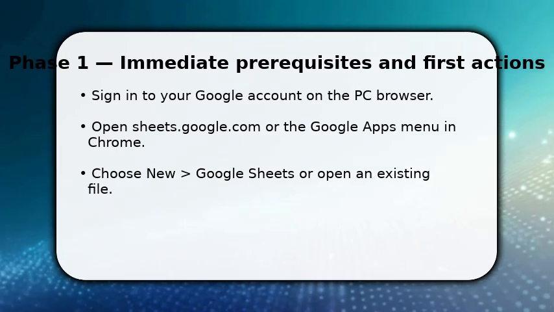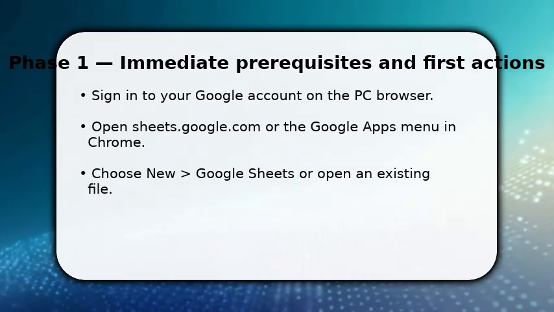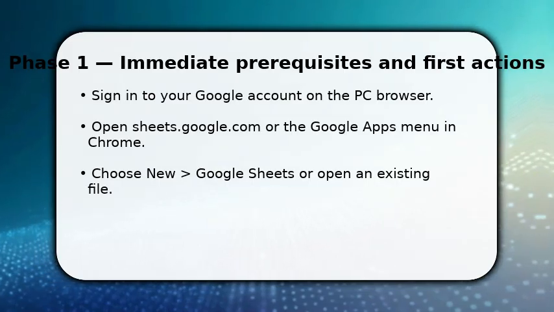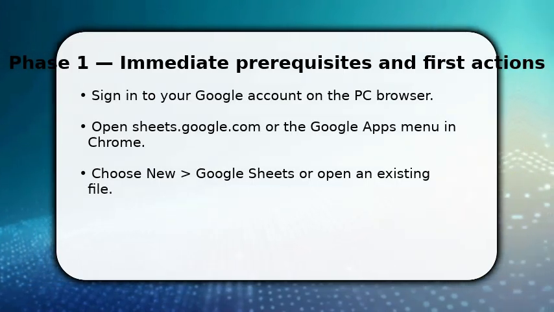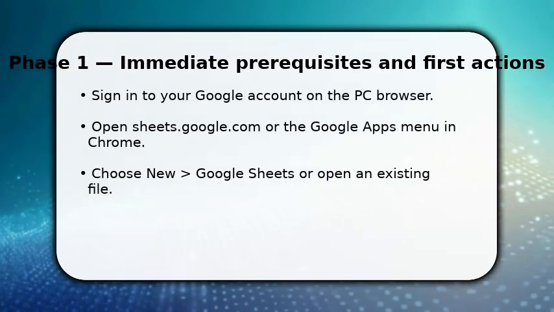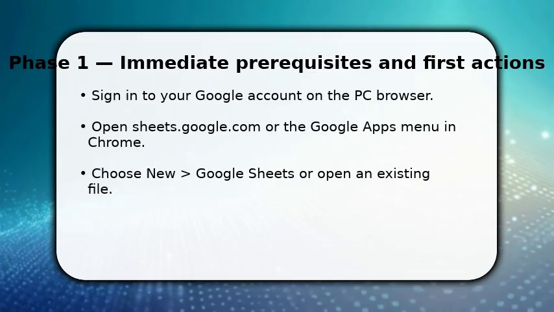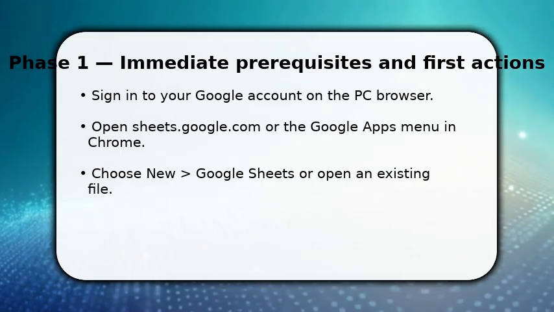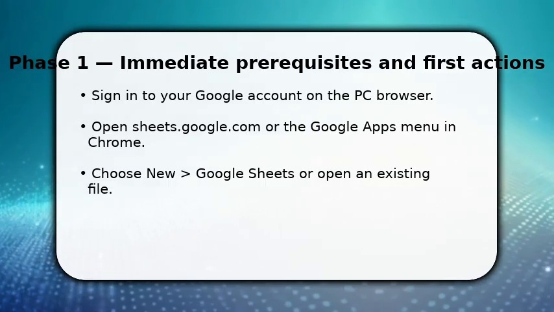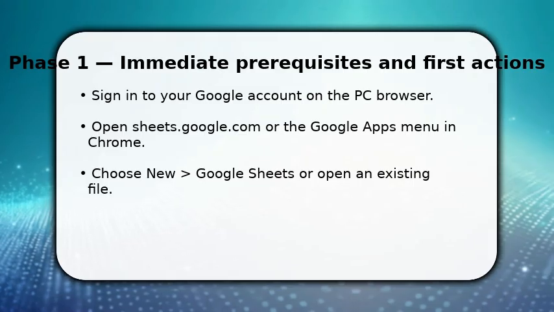Enjoy the video. You start by signing into your Google account. Once signed in, open your browser and go straight to Sheets.google.com or click the Google Apps grid in Chrome. Make sure you use a modern browser, Chrome, Edge, or Firefox for best compatibility. Click New to create a blank spreadsheet, or select an existing file from Drive to continue. This gets you into the Sheets editor immediately.